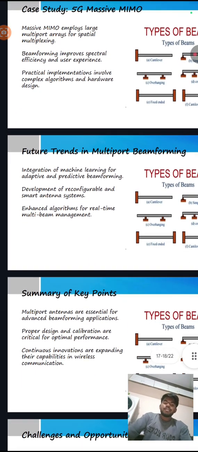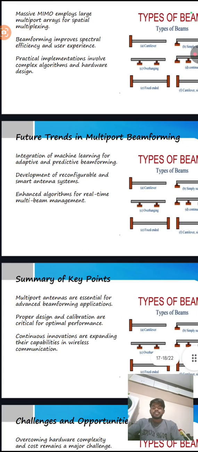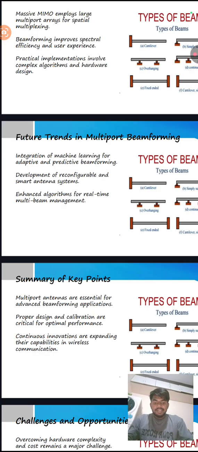Future trends in multiport beamforming: integration of machine learning for adaptive and predictive beamforming, development of reconfigurable and smart antenna systems, and enhanced algorithms for real-time multi-beam management. Summary of the key points: multiport antennas applications.